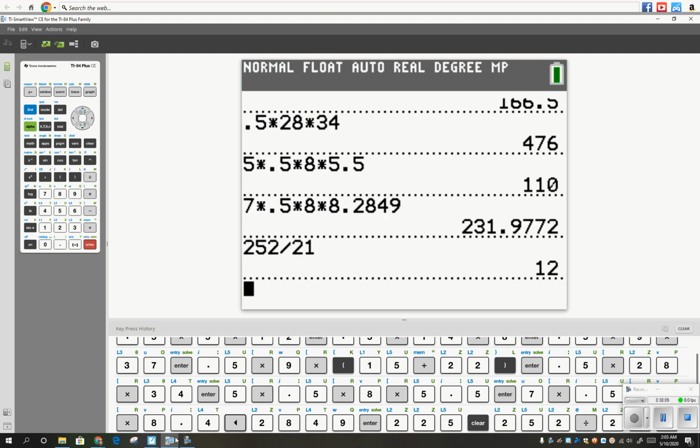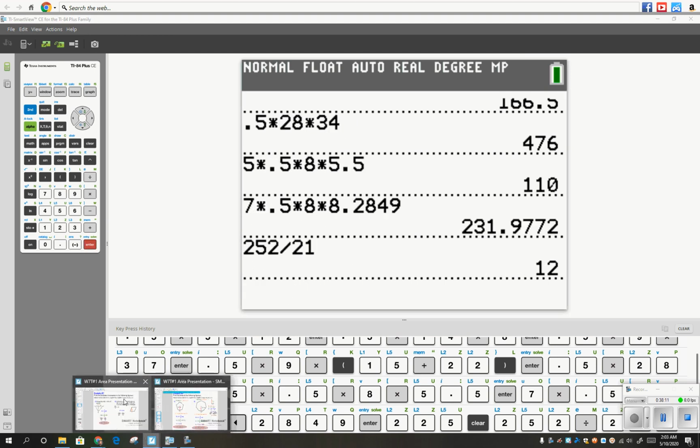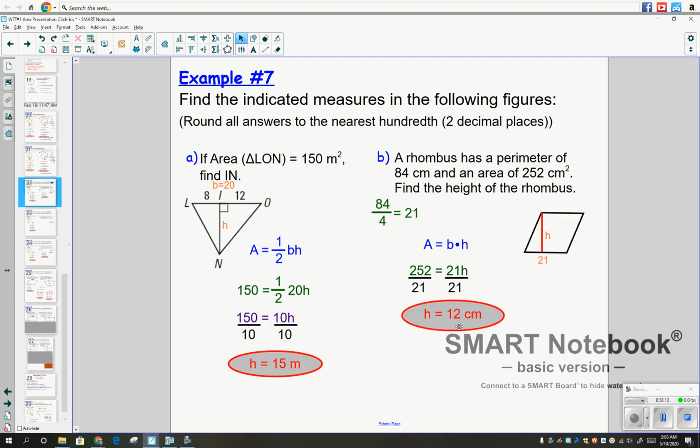Gives me a height of 12 centimeters. Now note both of these heights are lengths. They're one-dimensional measures. That's why it's just meters and centimeters.